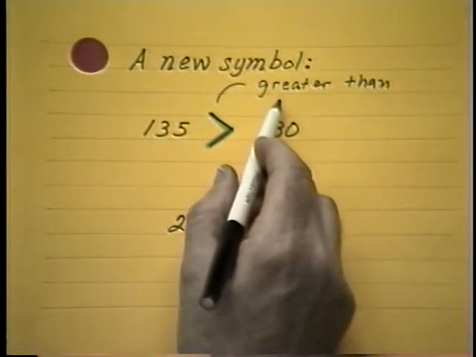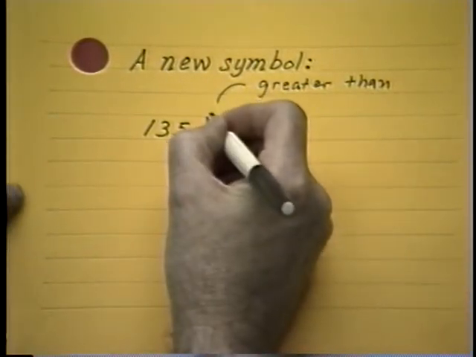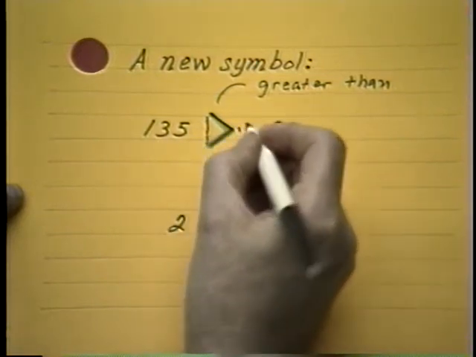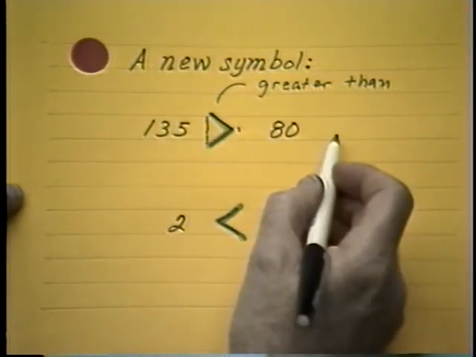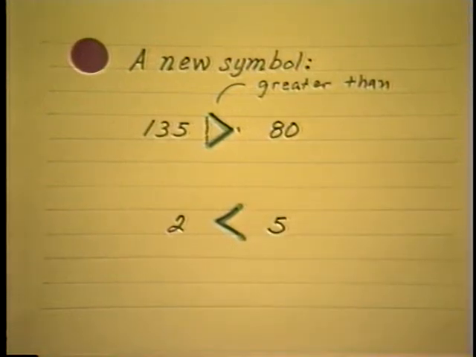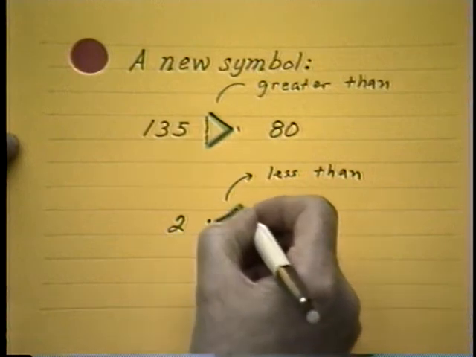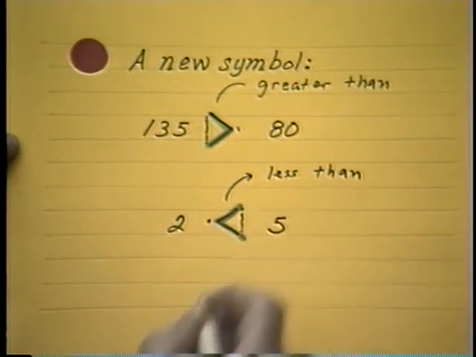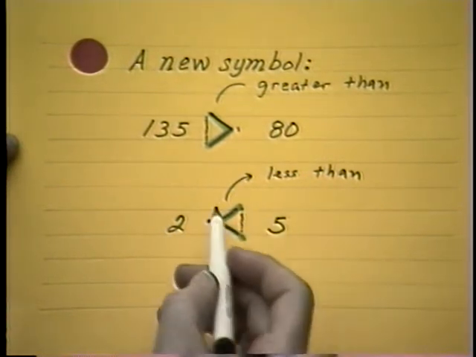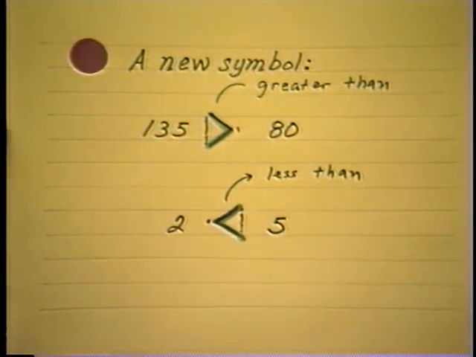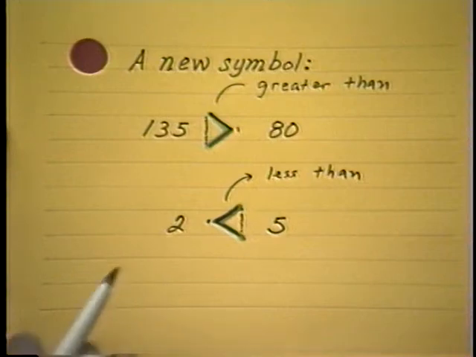Greater than, and a convenient way of remembering that is that this spread is greater than this spread. So this is a greater number than that. And this symbol means less than. And this spread is less than this spread. Some instructors like to tell their students that the point points to the smaller number, and that allows you to remember it rather nicely.